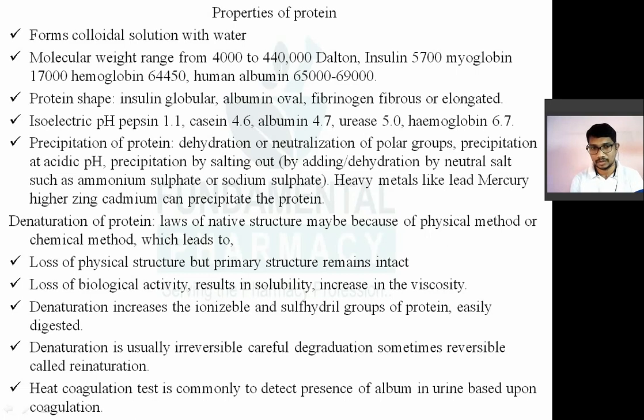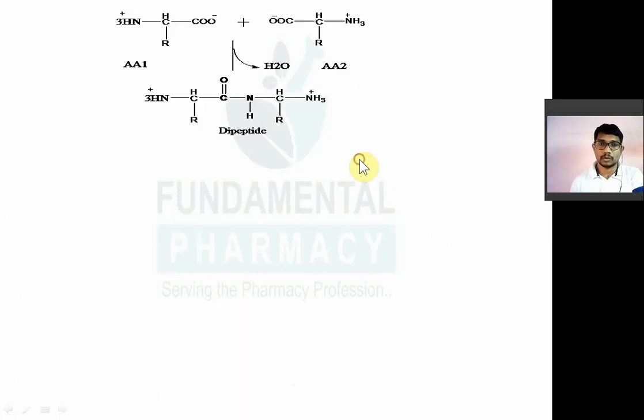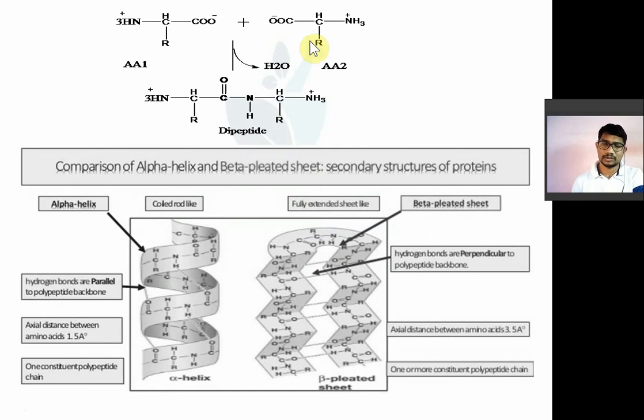So that is based upon the denaturation of protein. These are the additional points. You can see one amino acid, second amino acid will form a peptide. Peptide bond is nothing but the CONH. So whatever this is, I will mark it. Is this amino acid and this amino acid? Peptide bond. This is a peptide bond.